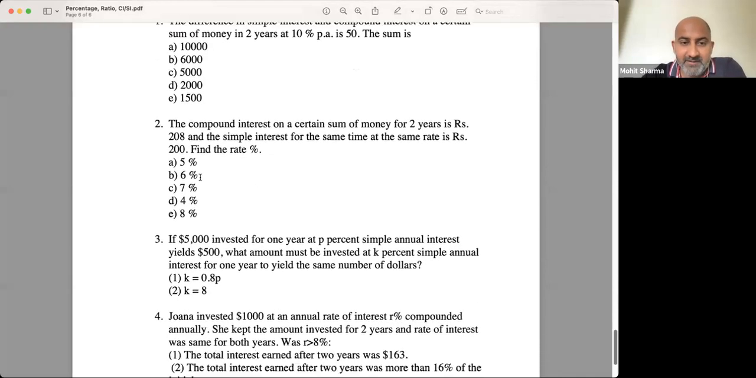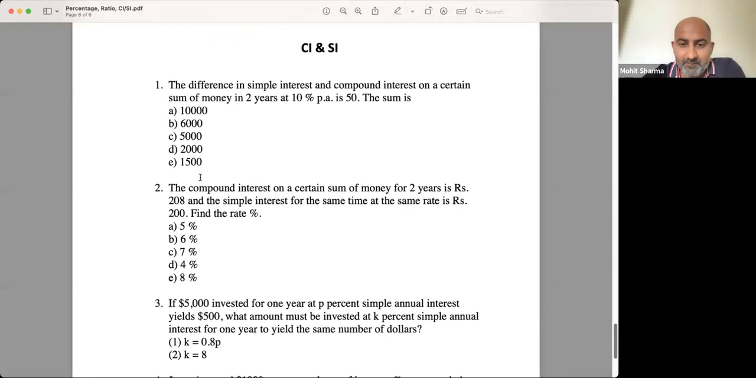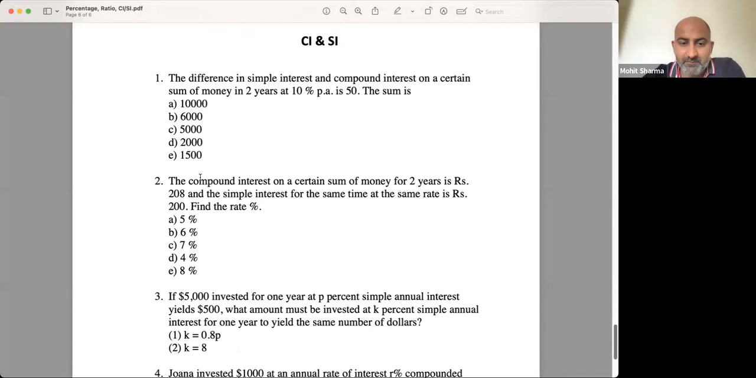Let's try first, second, and third. First, second, and third.